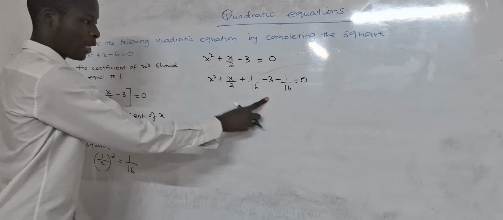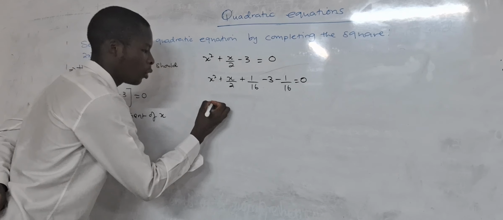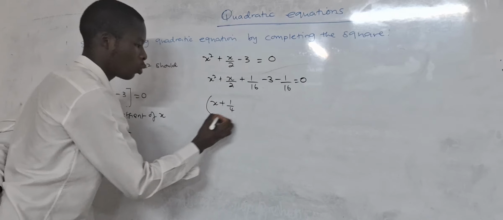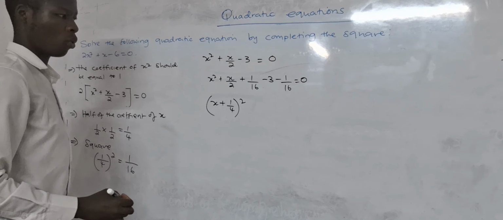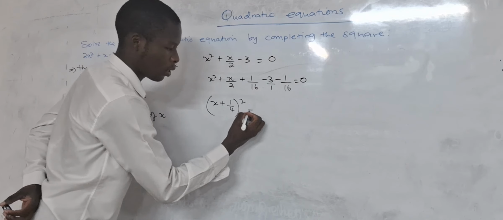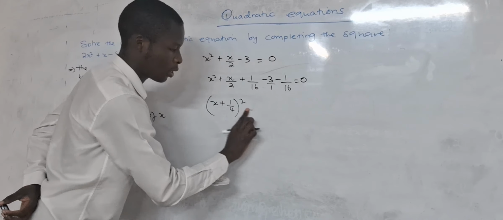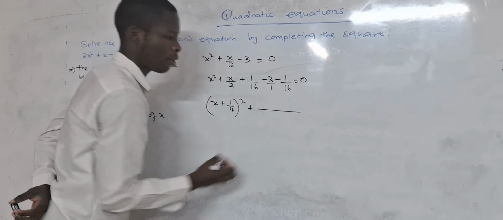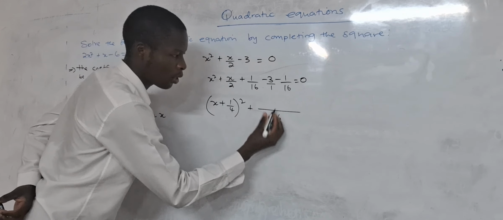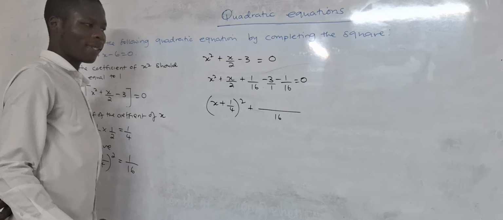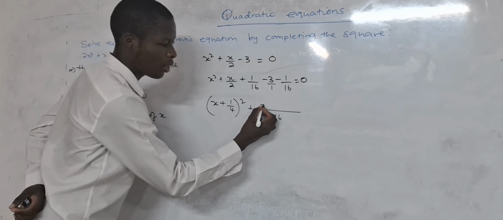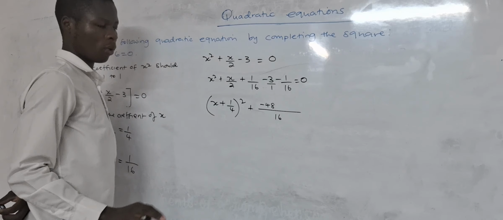Now, if you factorize this, you are going to remain with x plus 1 by 4 to the power 2, minus 3 over 1. The LCM of 1 and 16 is 16. 1 into 16 is 16. 16 times negative 3 is negative 48.